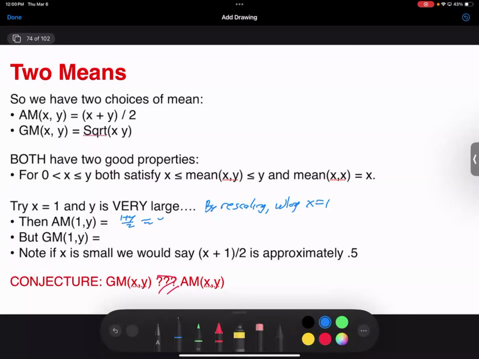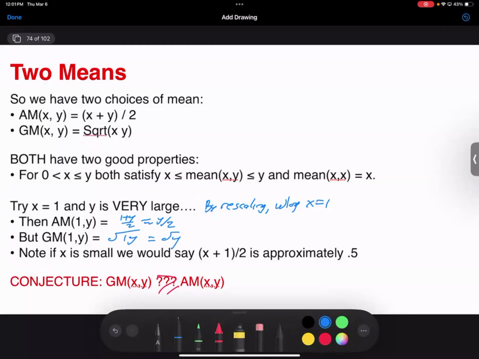And that's approximately y over 2. And what would the geometric mean of that be if y is very large? In fact, it's not even an approximation. So we know that if y is large, then the arithmetic mean is clearly going to be... You could, of course, do the other way around.